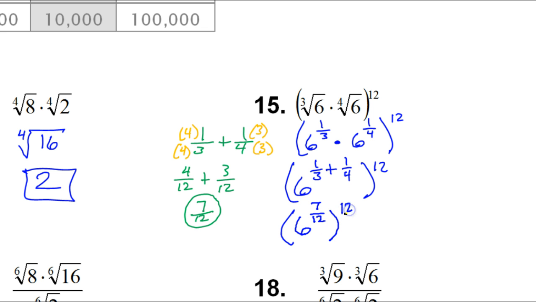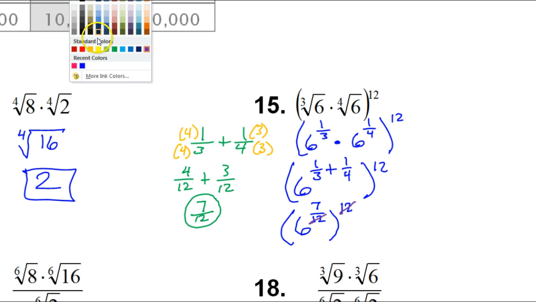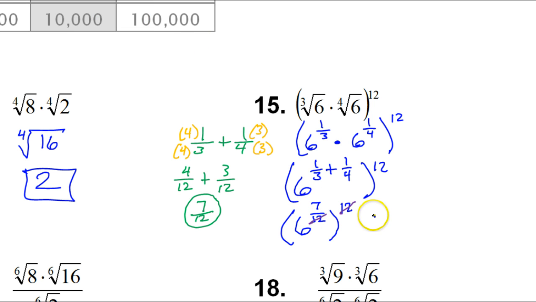Oh, look at that. To the power of 12. Now what you really want to do right now is just cross these 12s out. Boom. So that is going to leave 6 to the 7th power. And that is off the chart. We don't have a 7th power column. So I would just leave it like that. I would accept this as your final answer.